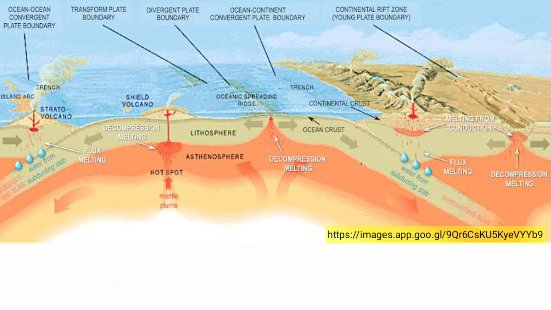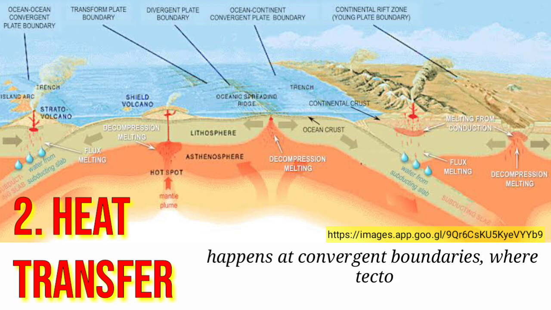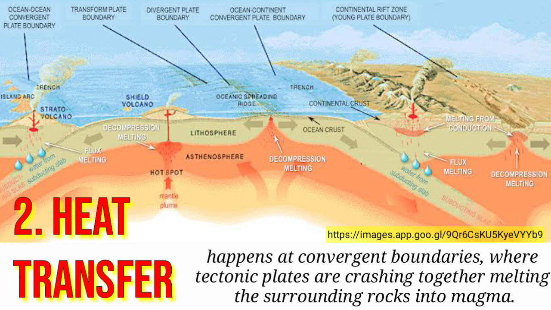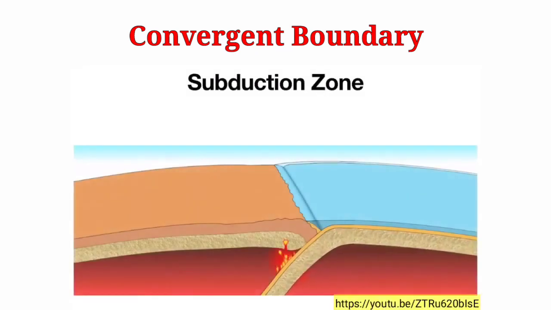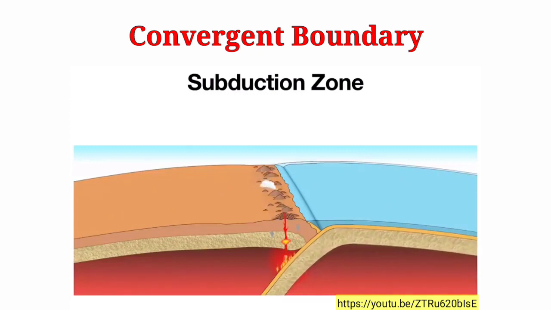Magma can also be created when hot liquid rock intrudes into Earth's crust. This is called heat transfer. This happens at convergent boundaries where tectonic plates are crashing together, melting the surrounding rocks into magma. As the denser tectonic plate subducts, or sinks below, hot rock from below can intrude into the cooler plate above. This process transfers heat and creates magma. Over millions of years, the magma in this subduction zone can create a series of active volcanoes known as a volcanic arc.